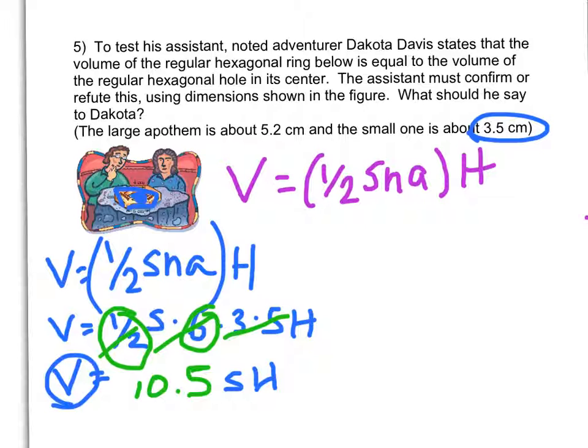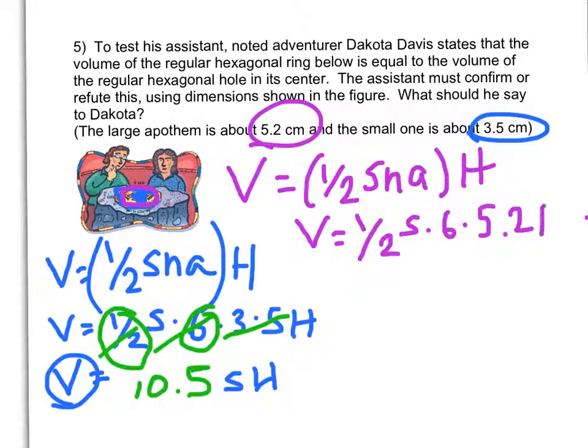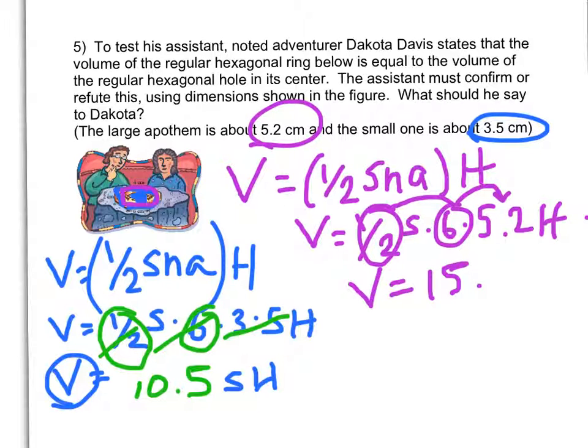Now let's look at what we know about the large hexagonal ring. That large hexagonal ring, we know that the side length, no, we don't know the side length. We do know the number of sides is 6. We know the apothem is 5.2. And again, we don't know the height. So let's take a look at what we can simplify. Again, we don't know the volume, but we know that 1/2 of 6 is going to give us 3. And we know that 3 times 5.2 is going to give us 15.6 times the side length times the height.